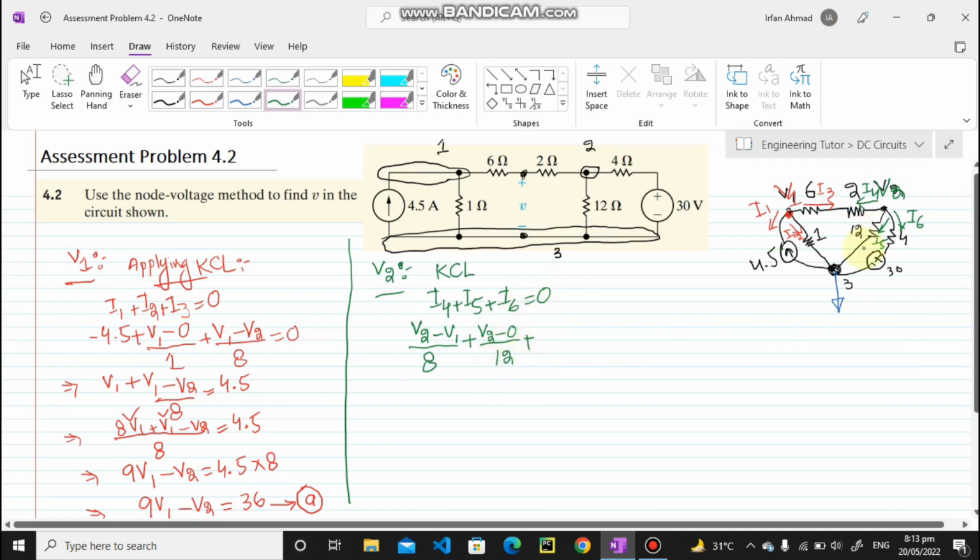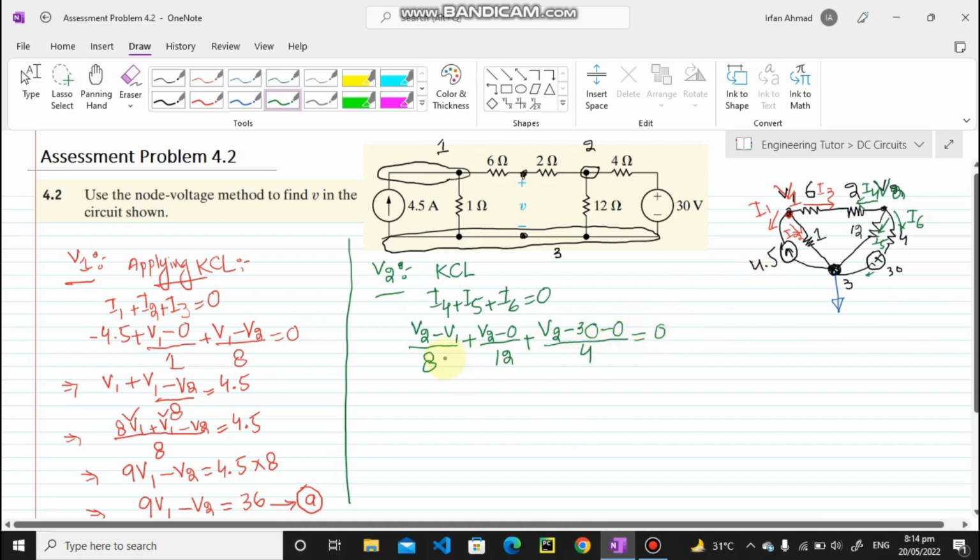Similarly, at this branch, applying KVL, this is a voltage rise and this is a voltage drop, because current is entering from the positive terminal and leaving from the negative terminal. So this is the voltage drop. Here the application of KVL will give us V2 minus 30, minus 0, whole divided by the resistance connected between them, that is 4.